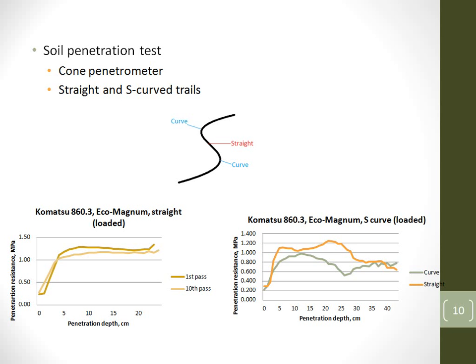And the figure on the right shows the same for the vehicle which moves on an S-curve. Since there is more shearing on the curved path than compaction, the soil penetration resistance at the curved portions seems to be lesser than the penetration resistance along the straight path.